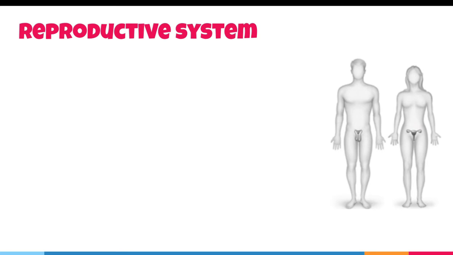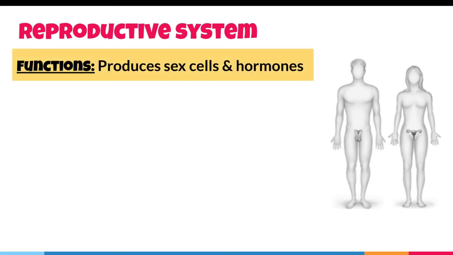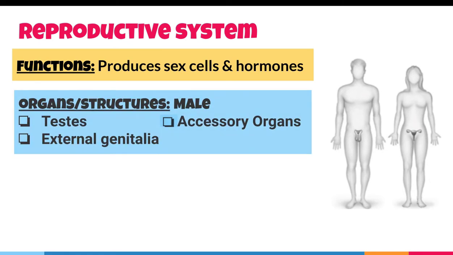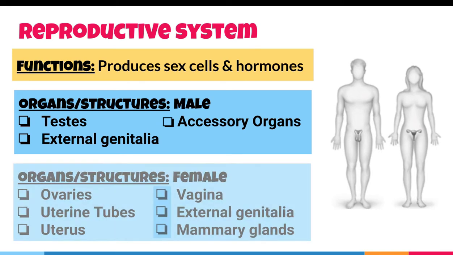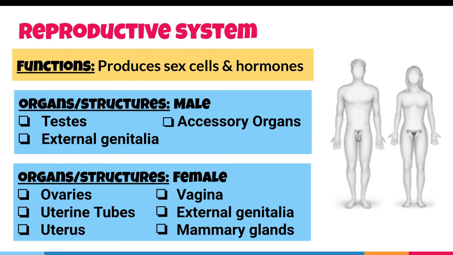Reproductive systems, we're going to talk about these a little bit separately, so male and female. The overall function of these is to produce sex cells and hormones. Let's talk about the males. Males, we're going to kind of group some things in here until we talk about the system. But we have the testes, any external genitalia, and any of the accessory organs, which probably fit under structures really. Female, we have the ovaries, uterine tubes, sometimes called fallopian tubes, the uterus, vagina, any external genitalia, and the mammary glands.